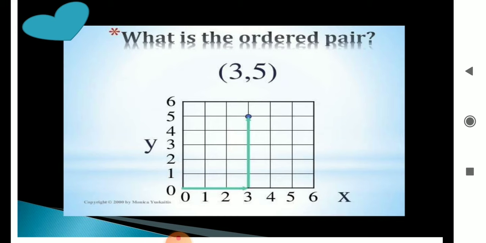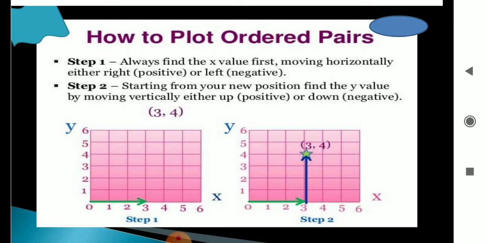Now what is an ordered pair? (3, 5). Generally we write the x coordinate first and then the y coordinate after it. Okay, so (3, 5) means 3 is the x coordinate and 5 is the y coordinate.